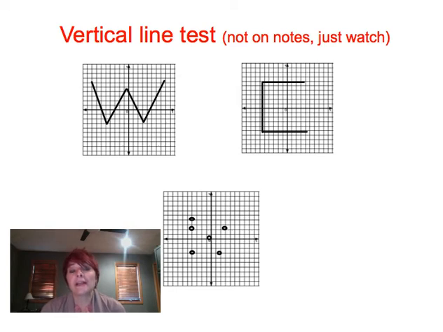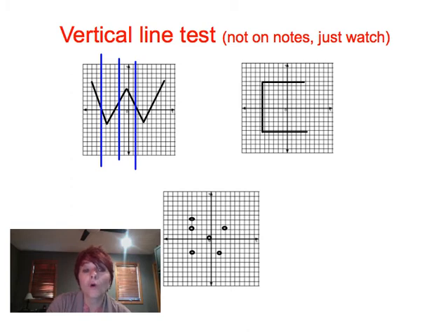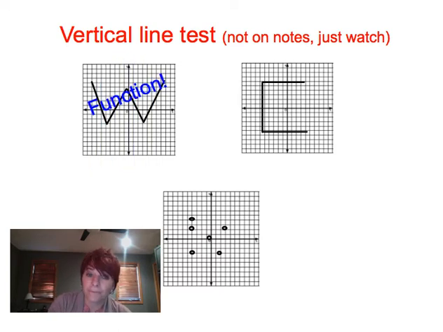This next part is not in your notes if you're using a note packet. But if you look at that first graph, that's a W, I can draw a vertical line anywhere I want. Notice I've drawn 4 different vertical lines, and it only crosses that W at one place. So that means, yes, it is a function.